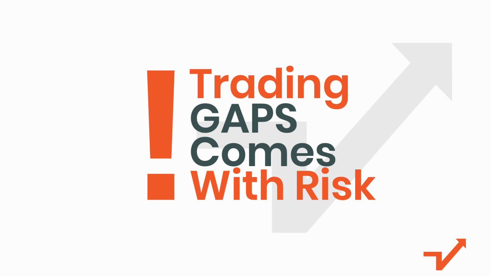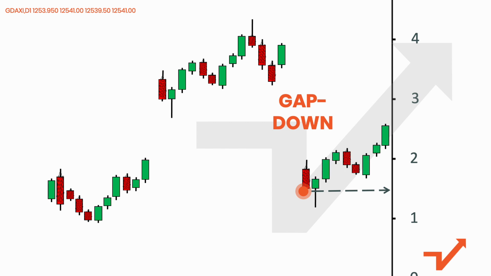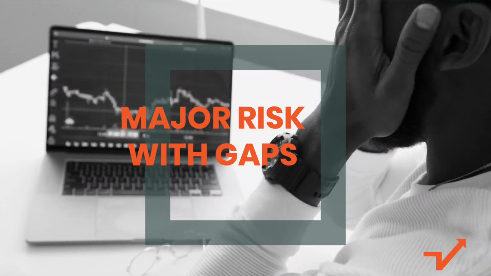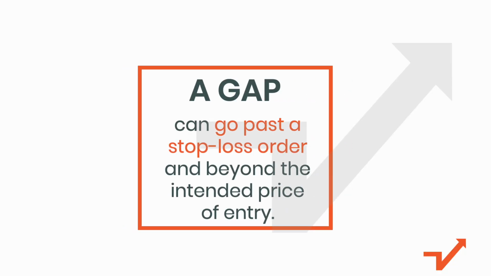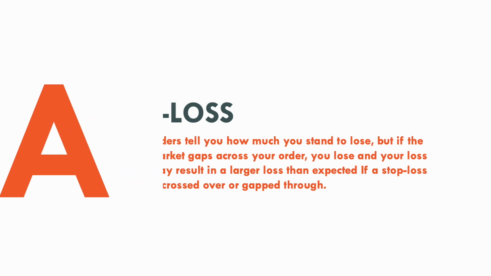Of course, trading gaps come with risks too. If a trader enters into a position only to see the market quickly move against them, they could experience heavy losses. Here's a major risk with gaps. A gap can go past a stop-loss order and beyond the intended price of entry. Stop-loss orders tell you how much you stand to lose, but if the market gaps across your order, your loss may be larger than expected if a stop-loss is crossed over or gapped through.